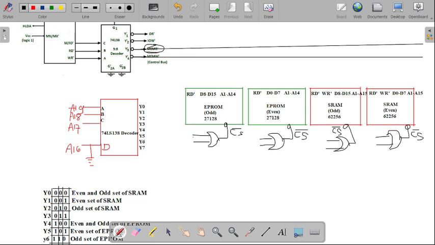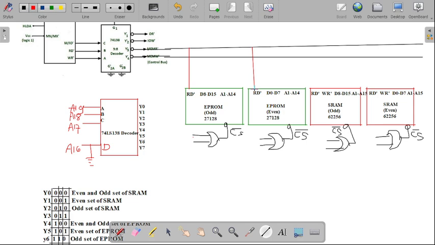The same is followed for our memory write signal. So these are the two control buses available, memory read and memory write. Now I am connecting the read and write bar lines in this diagram. Check here, this RD bar signal will be passed to our EPROM, for even and odd.